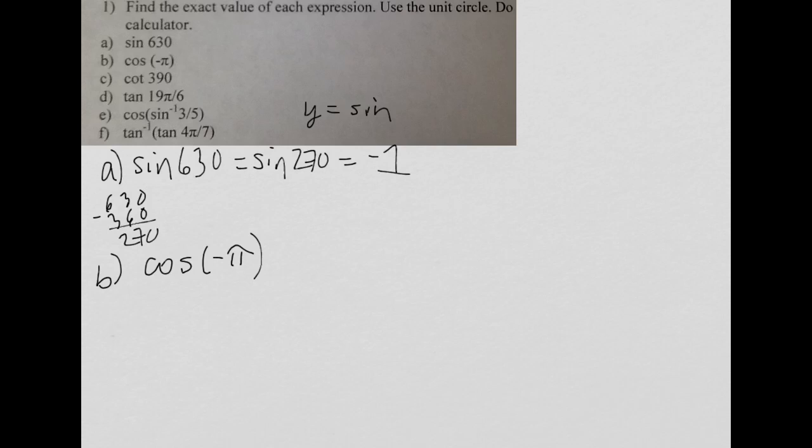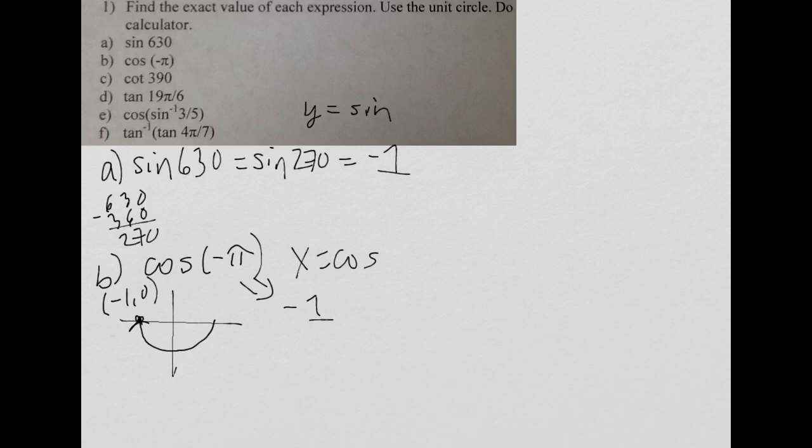Okay, for B, we're looking for cosine of negative pi. So a negative angle goes clockwise direction, so it lands right here where pi is. And that's the point -1, 0. On the unit circle, cosine is the x, so the answer for B is also -1.